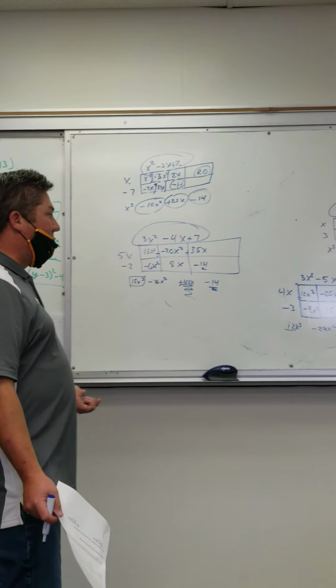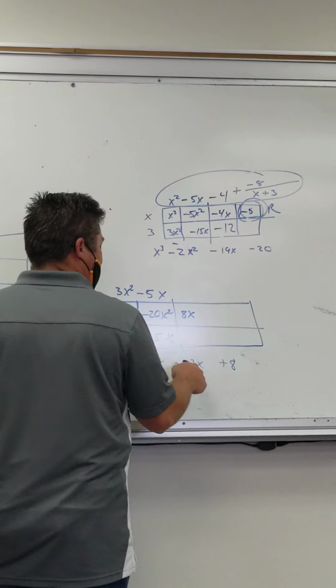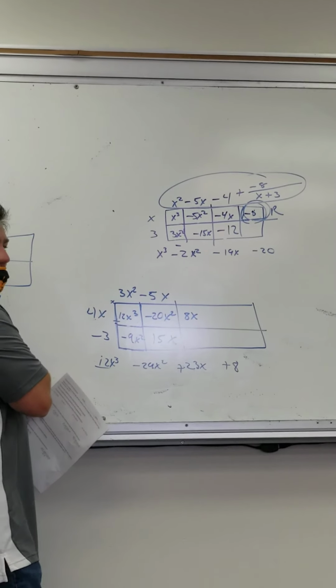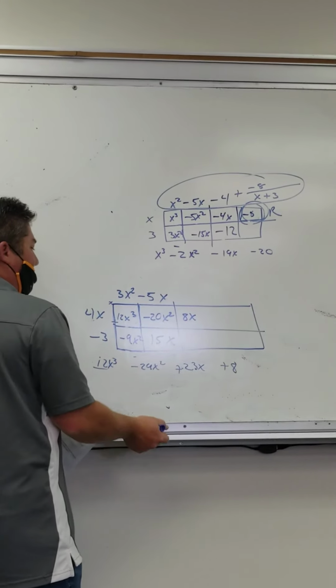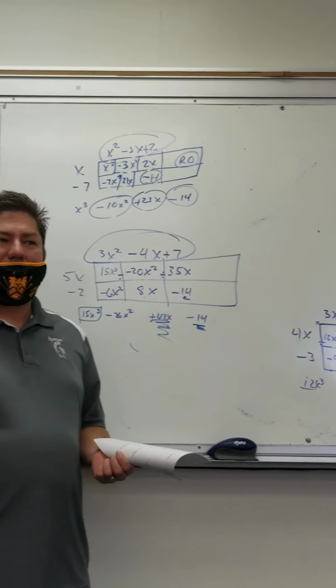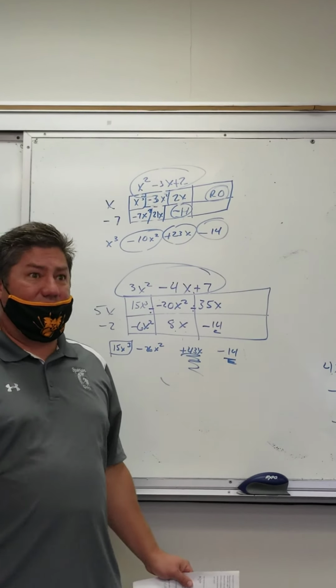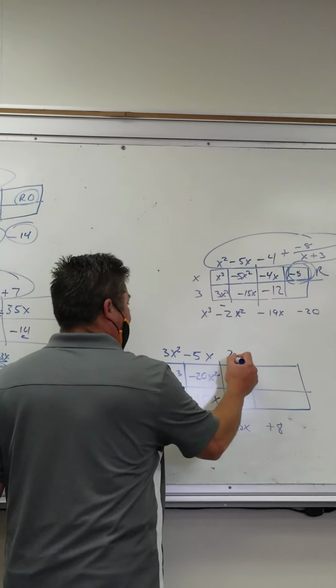What did I want it to be? 23x. What do I have to add to it then? I've got to add 8 more. How did I get 8? I really did 23 minus 15. Notice you're subtracting every time. So that's how I got the 8x. What do I do with the 8x? Divide it by 4x, which is 2. I'm going to be done with my division after this one because I'm down to a constant.